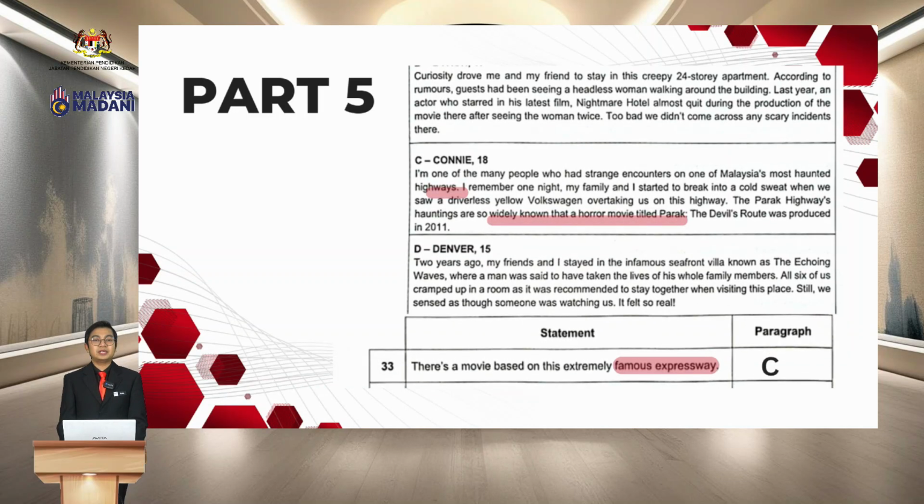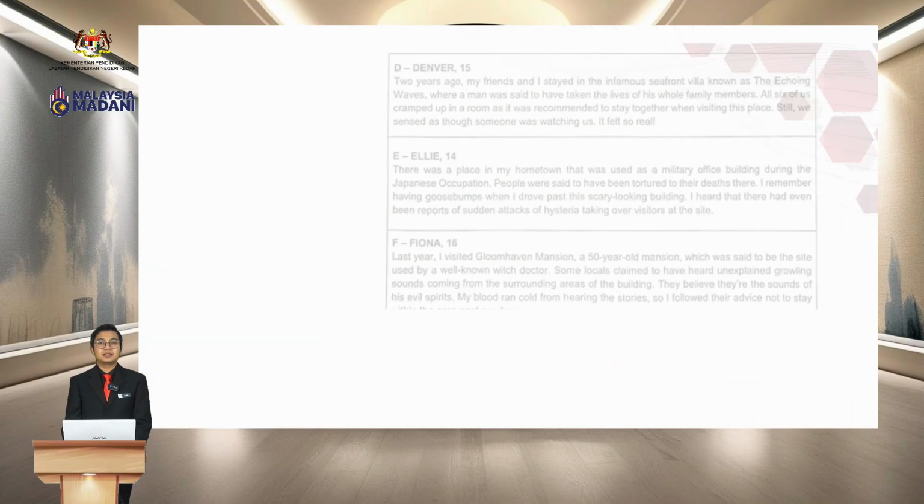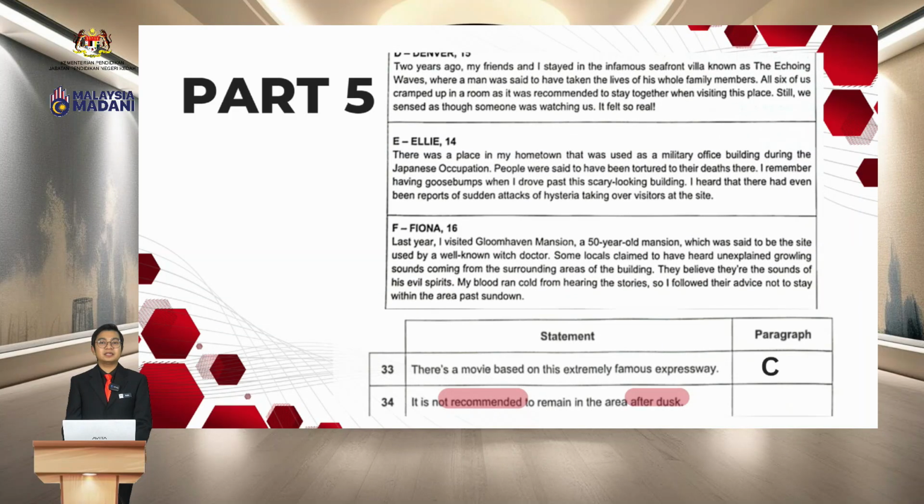Based on the text given, we can see that paragraph C has words that have similar meaning to the keywords. For example, for expressway we have highway, and for famous we have widely known. So these two keywords help us to identify the answer for this question. Now let's look at another question.